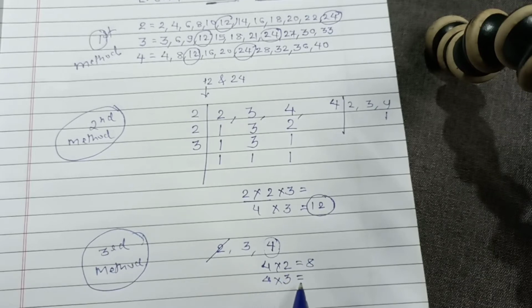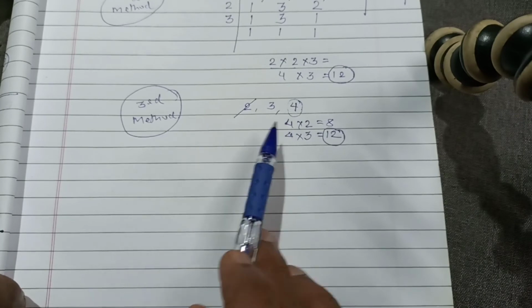So you have to multiply by 3 now. 4 into 3 is 12. Now you have to check whether this 12 is divisible by 3 or not. So 12 is divisible by 3. That's why 12 is the lowest common multiple of these 2, 3 and 4. Understand the third method, no?